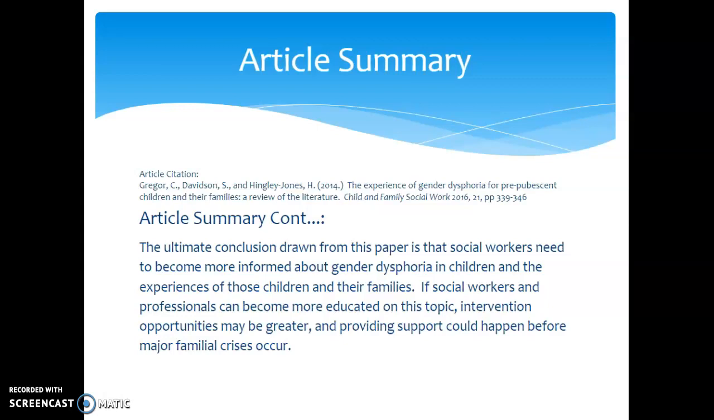Ultimately, the authors conclude that social workers and helping professionals need to become more aware and competent about the topic of gender dysphoria. A better understanding of the experiences of children with gender dysphoria and their families is important. Greater intervention and support opportunities would be beneficial for these families so support can be accessible before major familial crises occur.